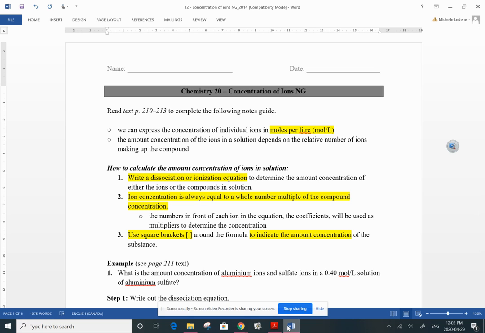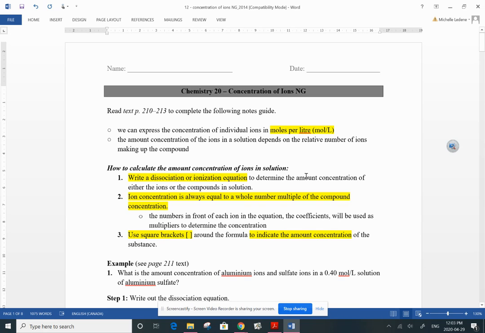Alrighty, today, Chemistry 20s, our focus is going to be on calculating the concentration of ions. So here's one video on how do I figure out if I have a solution, how much ions am I producing when this solution is dissociating.